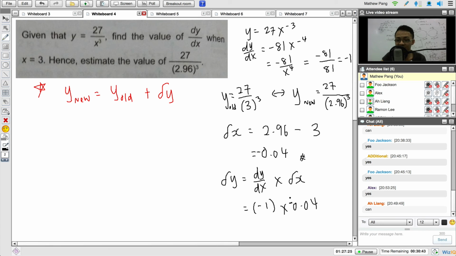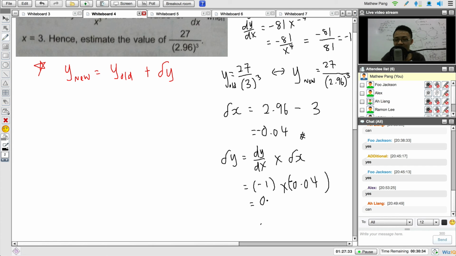This is negative 0.04. So negative 1 multiplied by negative 0.04, I will get back positive, right? So I will get back 0.04. This is my change of y. You always need to find it like this.